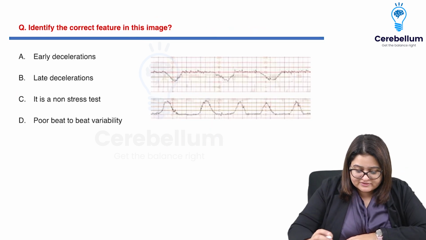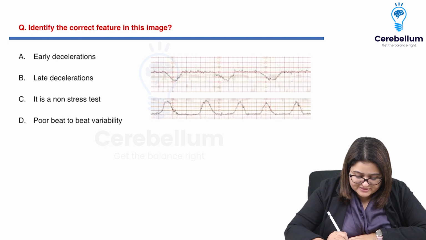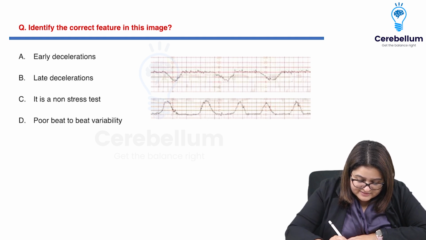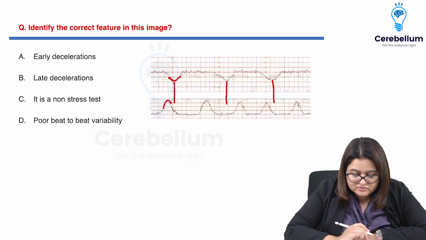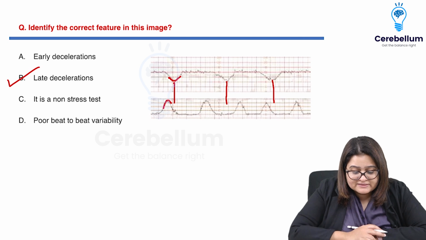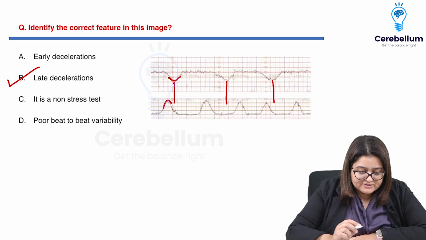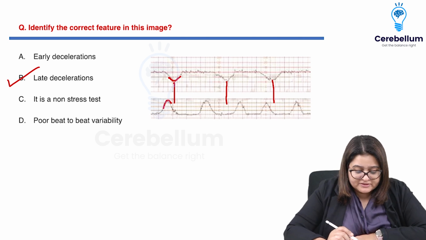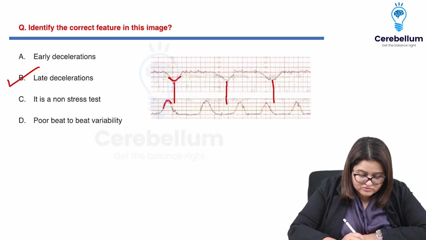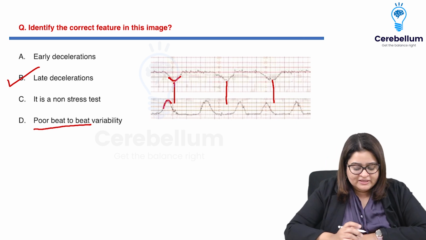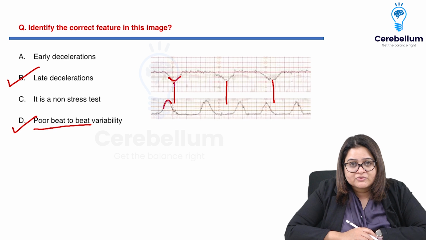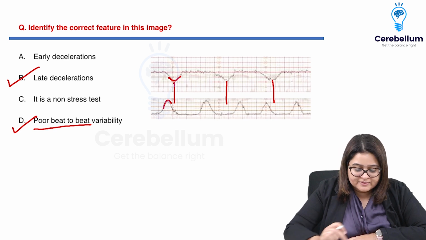Identify the correct feature in this image. So what kind of deceleration is there? Let's have a closer look. You can see this is the deceleration, this is the contraction. It's happening after the peak of the contraction passes off. Here also. So this looks like a late deceleration. It doesn't look like an early or a variable, but it is a late deceleration. There is also poor beat to beat variability. So this might have been a multiple choice question, and if you have multiple answers, poor beat to beat variability is also seen in this image.